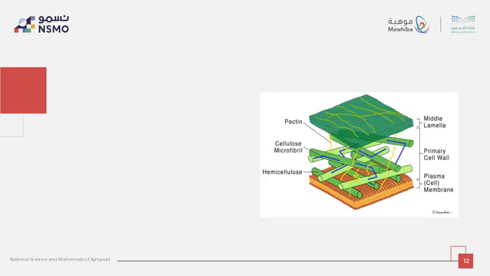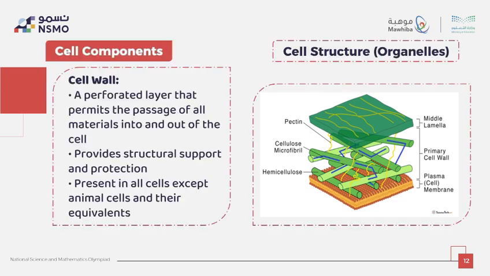We need to protect the cell, and the most efficient thing that protects the cell is the cell wall. We see the cell wall in plant cells, and it gives the cell strength, rigidity, and protection from bursting. Look at this picture here. We see layers: the pectin, the primary cell wall, and the middle lamella. These are the layers that shape the cell wall.